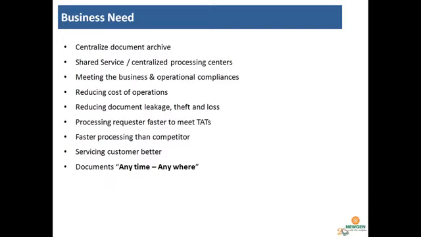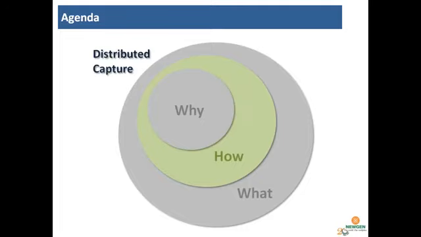So if we are not couriering the document from one branch of the same company to another branch, then the turnaround time becomes very fast, because it's coming through a proper channel. Faster processing than competitors, servicing customers better, and documents anytime, anywhere. So that's the business need.